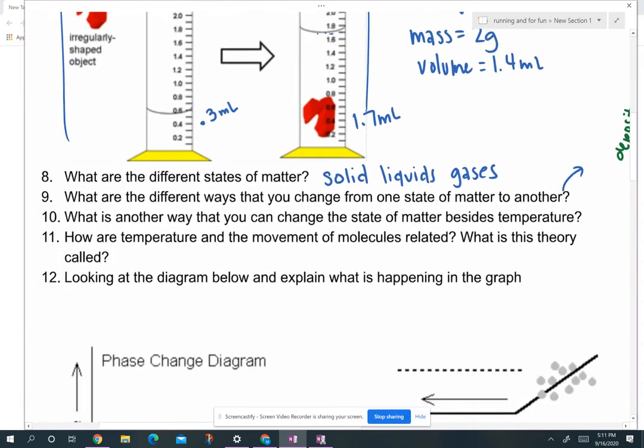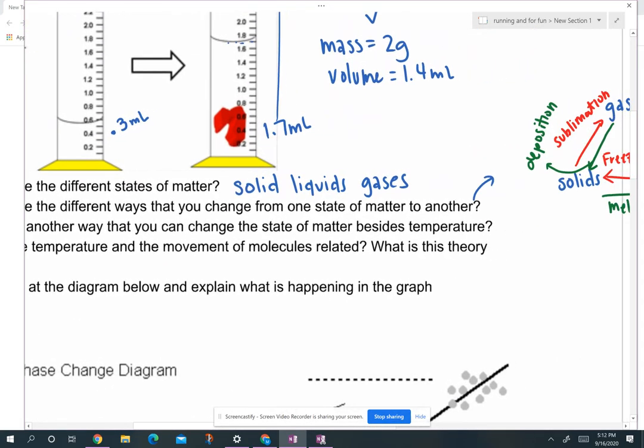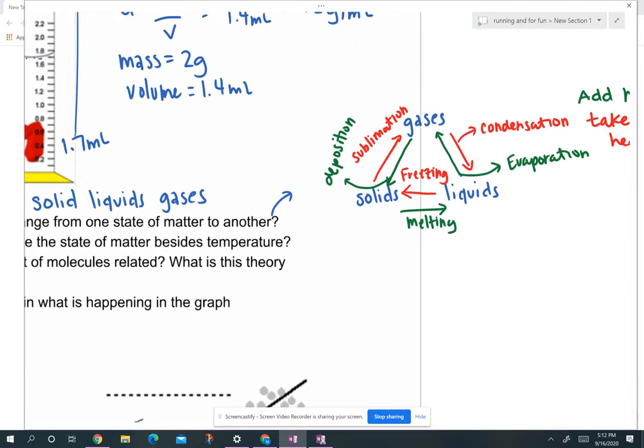Okay, so other ways that you can change the state of matter besides temperature, you can also change pressure, and changing pressure will also force a phase change. So that is another thing to keep in mind, that changing pressure will force a phase change.